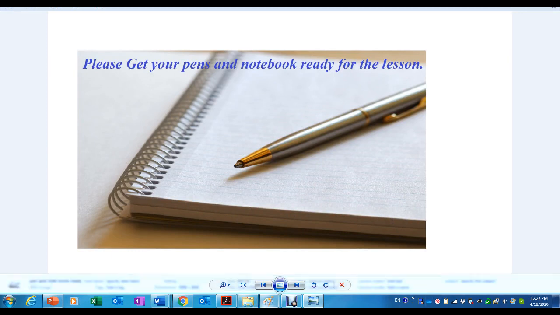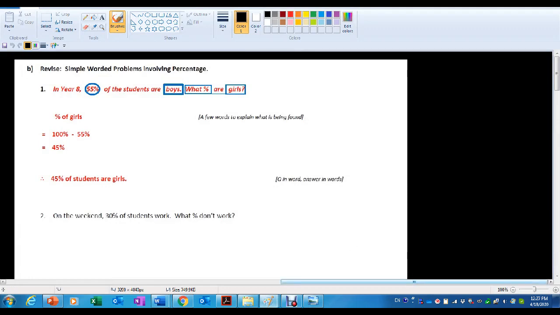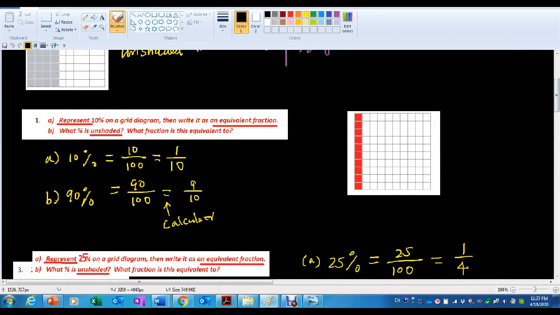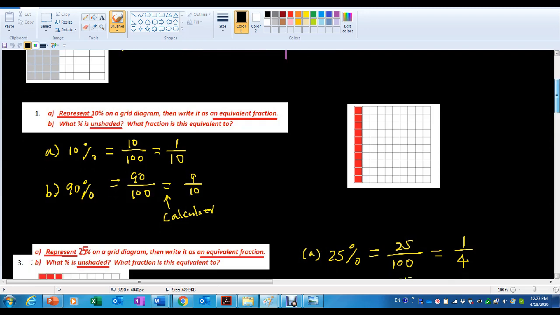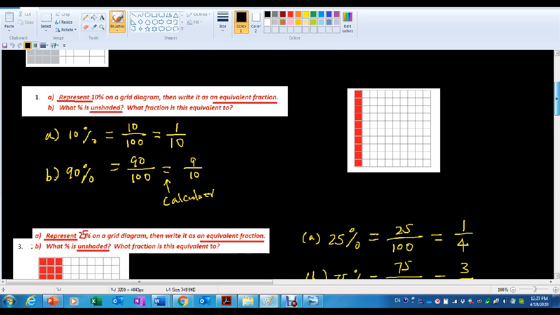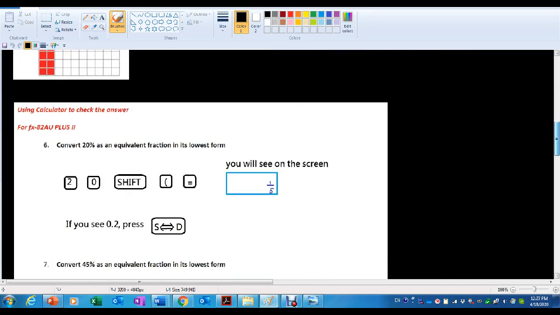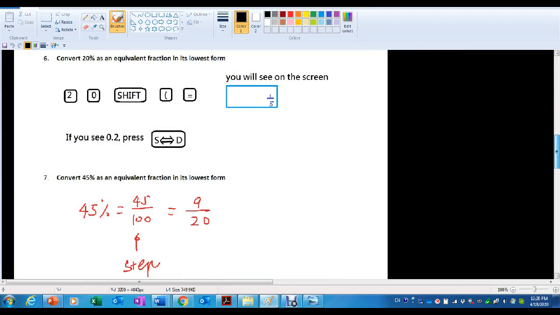Alright, let's have a bit of revision. Last time we learned how to represent percentage in a grid diagram, and also how to convert that percentage into equivalent fractions by using the calculator. The use of a calculator for percentage is very important, because some of you might not be very good at times tables, division, things like this, but if you use a calculator, you can still get your answer, right?